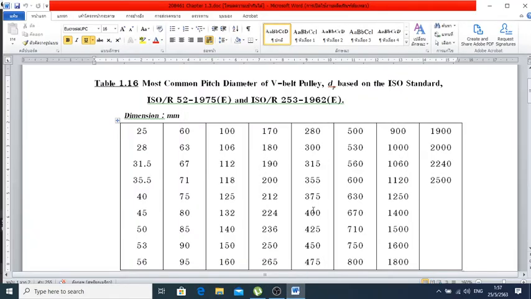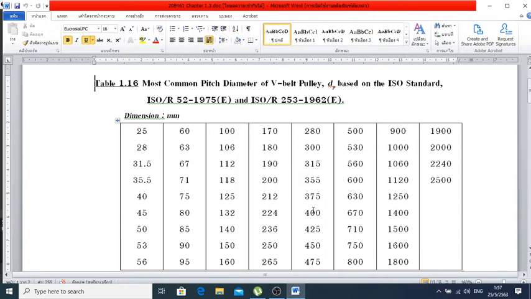Okay, let's go for table 1.16. Table 1.16 shows the most common pitch diameters of these pulleys. Remember, a while ago we talked about table 1.15, that's the DP minimum. If you go for the DP minimum there, it means you must not let the small pulley be less than that. Otherwise you will experience slippage at the driving pulley anyway.